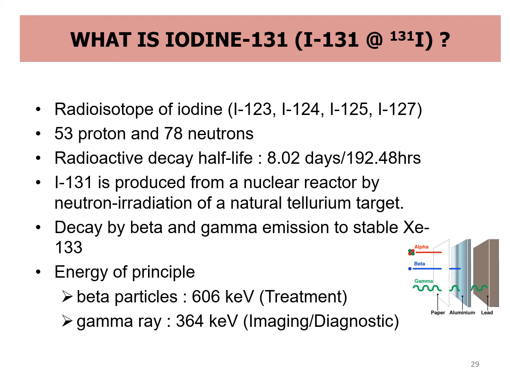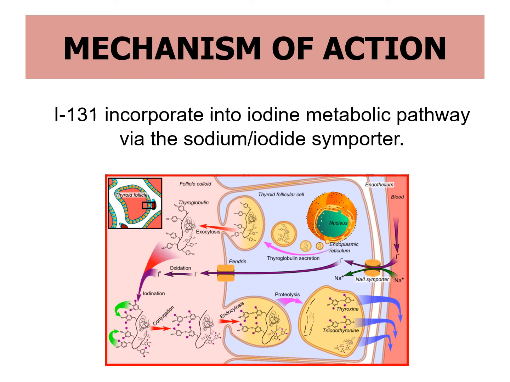Because of this gamma ray with a very high energy of 364 keV, if you remember, technetium 99m gamma is only 140 keV. So with the high gamma energy of iodine 131, we have to take extra precautions when dealing with it. This is the reason why our lead shield needs to be thicker compared to the one we use for technetium 99m, right? So this is the mechanism of action.